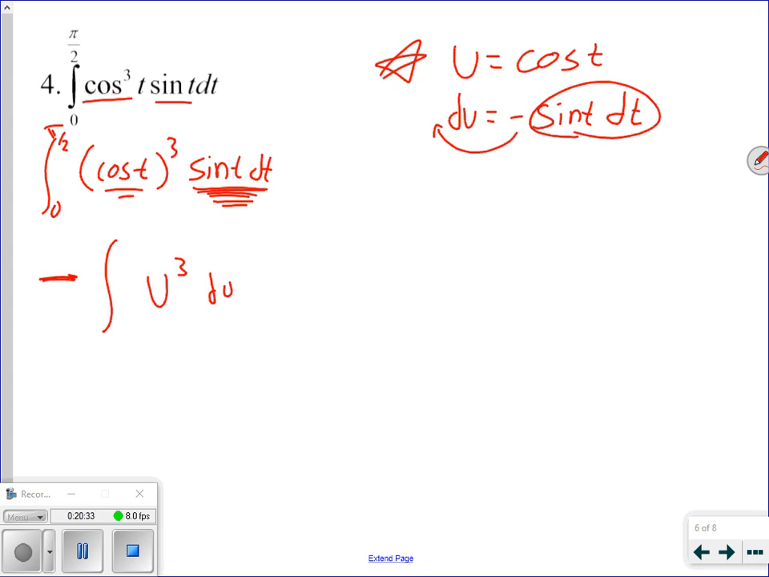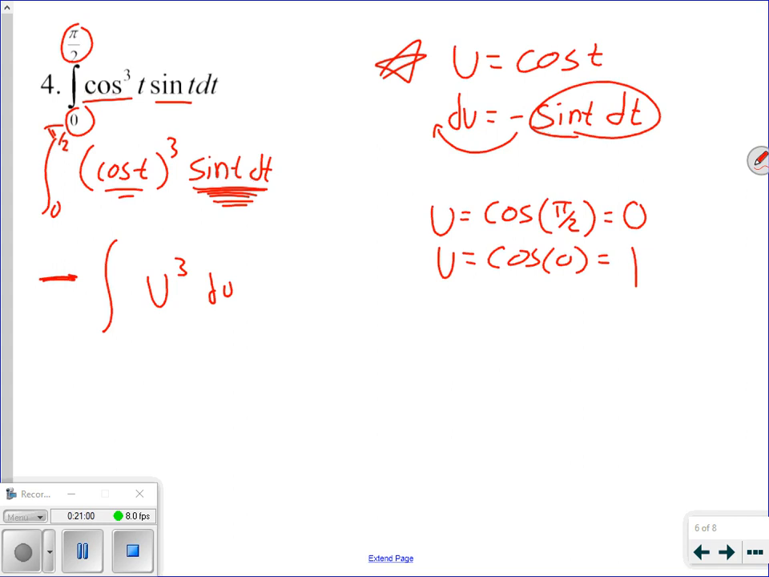Now the only thing is, since this is a definite integral, I don't want to go back to x. Practice putting this in u bounds. So if I have, or I guess t, sorry, if I have an upper bound of pi over 2, the u bound that corresponds with that would be the cosine of pi over 2, which would just be 0. Okay. And the u bound for cosine of 0 would just be 1. So really this is going from 1 to 0.